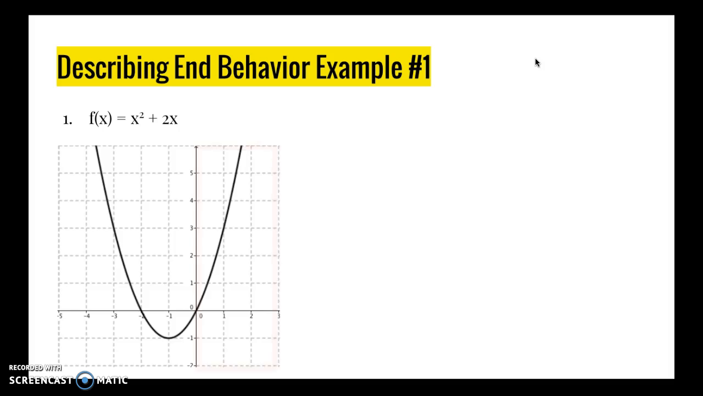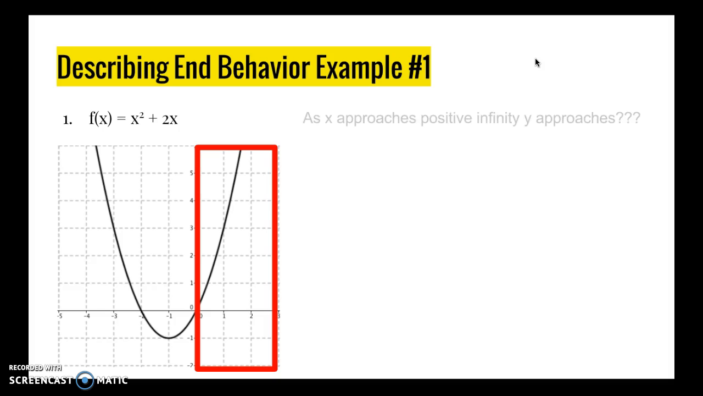So here's our first example. We take our f of x equals x squared plus 2x. You've already looked at this function from our previous slides. I'm going to first look at our side when x is approaching positive infinity, meaning it's my positive numbers on my x-axis. So as x approaches positive infinity, what's happening to y? Because we know that it touches the edge of our graph, we assume that the graph goes on forever.